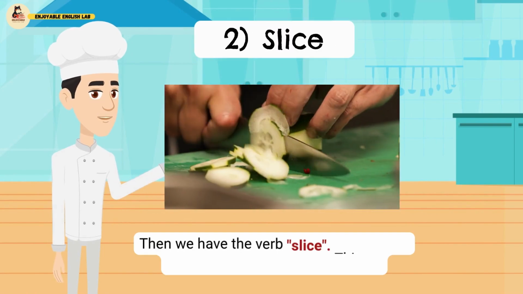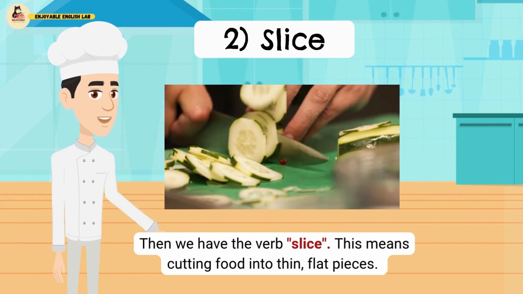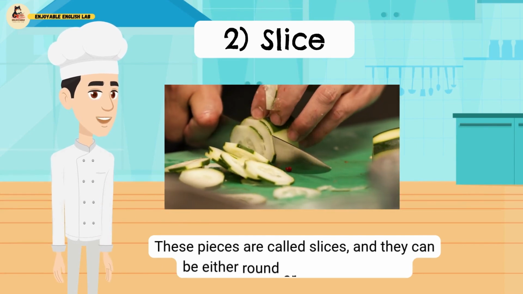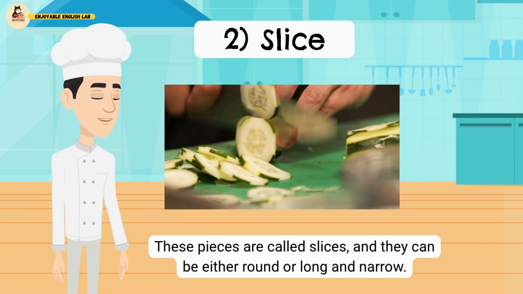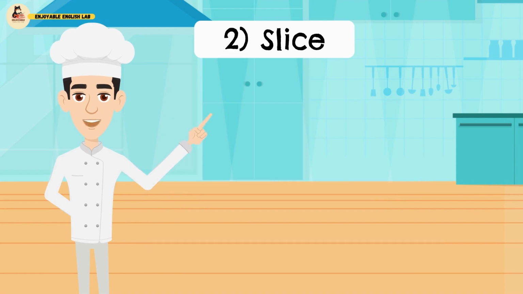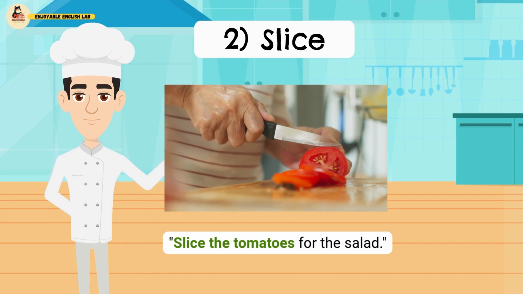Then, we have the verb slice. This means cutting food into thin, flat pieces. These pieces are called slices, and they can be either round or long and narrow. For example, slice the tomatoes for the salad.